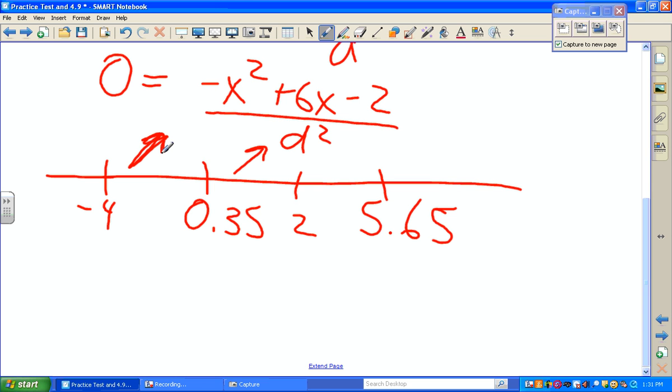If I put in a 4, negative 16 minus 2 is negative 18 plus 24. That's also positive. If I put in a 10, negative 100 plus 60 is negative 40 minus 2, negative 40. I don't have to check the denominator. It's always going to be positive because you're squaring it. Yep. So we plug those things back to the derivative? Yeah, I'm checking. Remember, the derivative is positive. If the derivative is positive, that implies that the function is increasing.